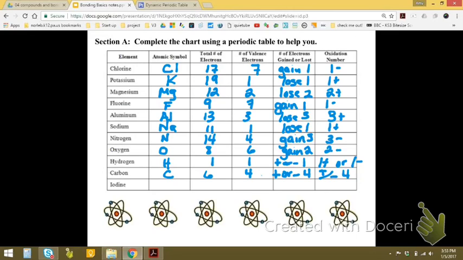And finally, iodine. Iodine, all the way down, number 53. This is in group 7, so it has 7 valence electrons, which means it needs to gain 1. And so that'll give it a -1 charge. Again, all of this can be found on the periodic table. You just have to know how to read it.